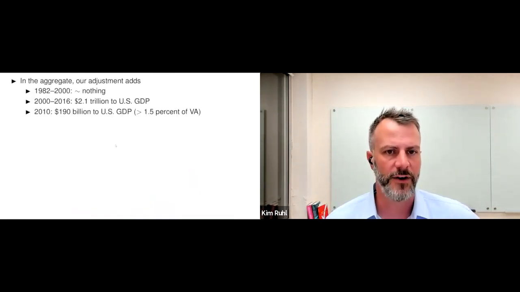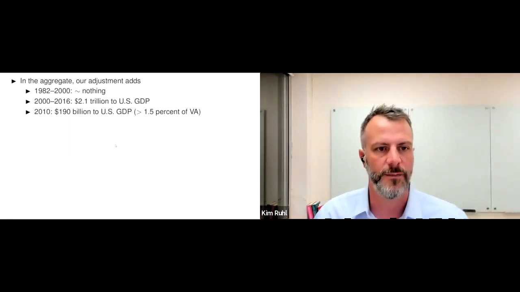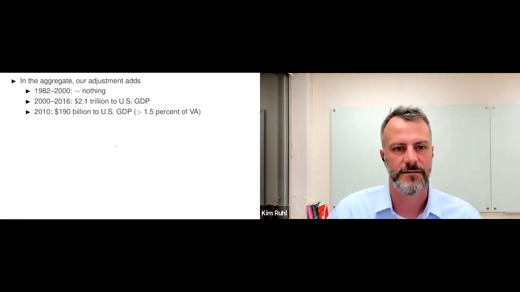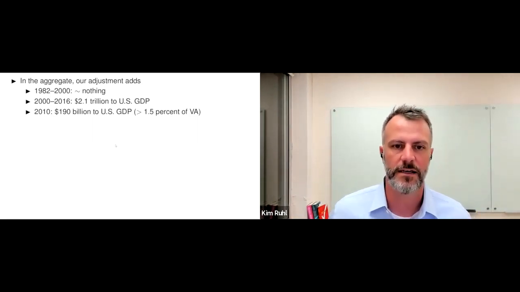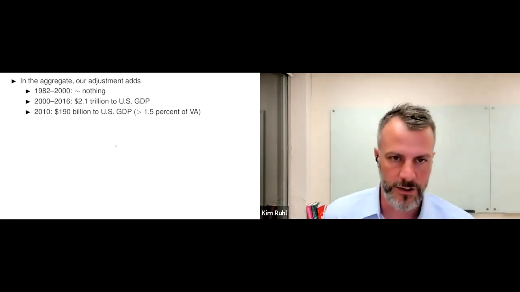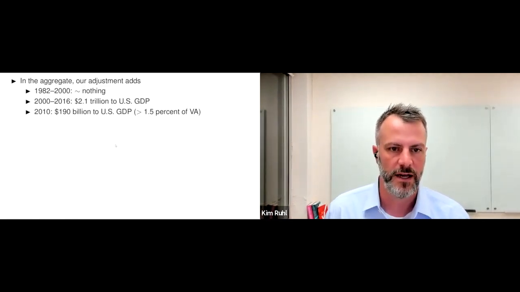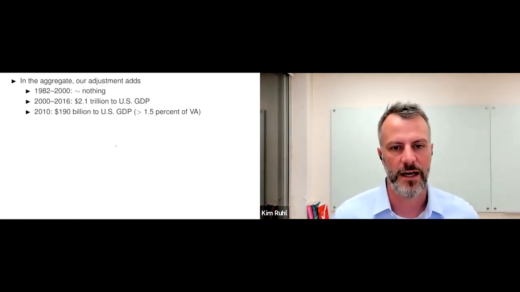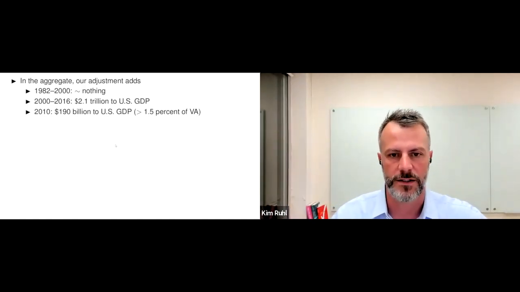So in the aggregate, the adjustment from our data started about 1982. From 82 to 2000, it adds more or less nothing. It's fairly small. From 2000 to 2016, our measurement would say that US GDP should be about $2.1 trillion larger than reported in official statistics. And it sort of reaches its peak in 2010 when we would reattribute $190 billion to the United States.